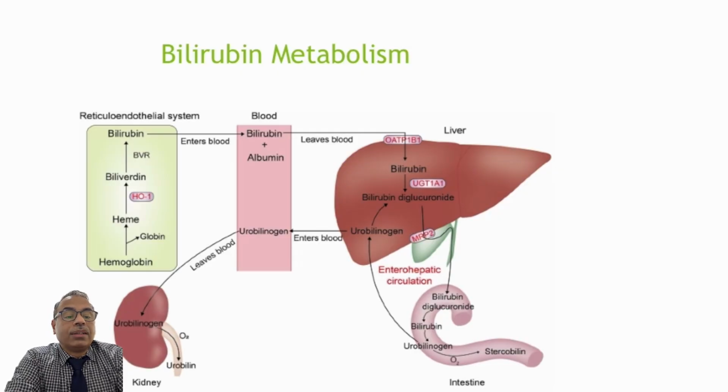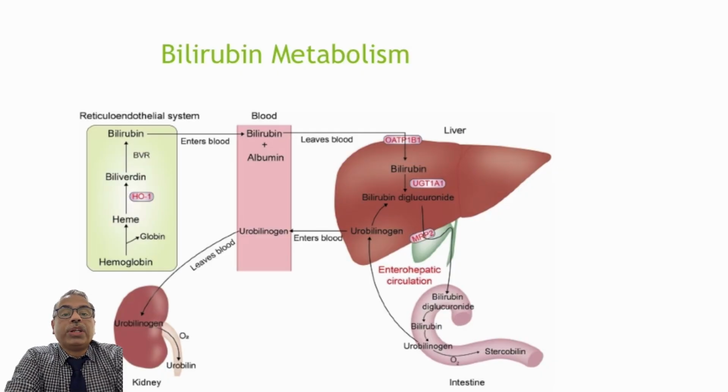Now, to understand the clinical features, the investigations, and the treatment of obstructive jaundice, it is very essential that you understand bilirubin metabolism. So I've just given a brief overview of bilirubin metabolism in very simple terms. As you see, hemoglobin is degraded from senescent RBCs in the reticuloendothelial system into the heme and the globin component. The heme gets converted into biliverdin and finally into bilirubin by the enzyme biliverdin reductase.